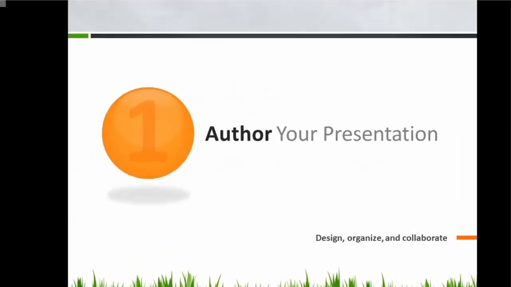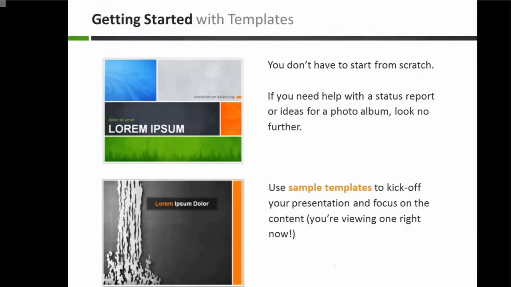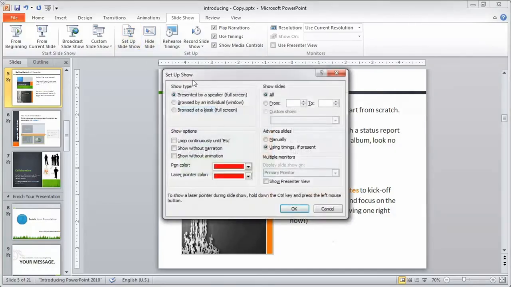By default, slideshow view works in full screen mode, but you can change that too. To do that, access the slideshow tab of the ribbon, locate the setup group, and click the Set Up Slide Show button. Alternatively, you can shift and click the slideshow button on the status bar. Either of these options brings up the Set Up Show dialog box. In the show type area, you can choose the Browsed by an individual window option. Turning on this option places your presentation in a window. This is the exact equivalent of the reading view.